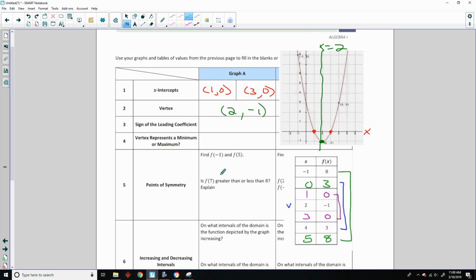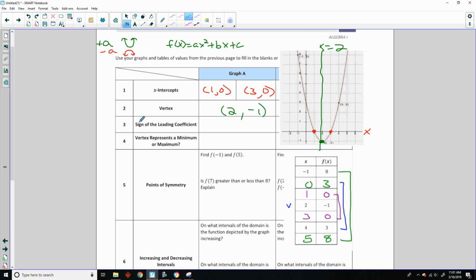3, sign of the leading coefficient. We haven't discussed this yet. So remember the formula is f(x) = ax² + bx + c. When a is positive, when the leading term is a positive number, the parabola is going to open up. When a is negative, the parabola is going to open down, like that.